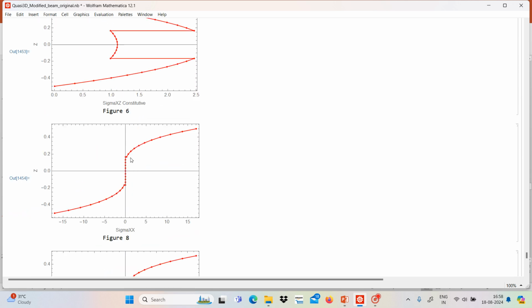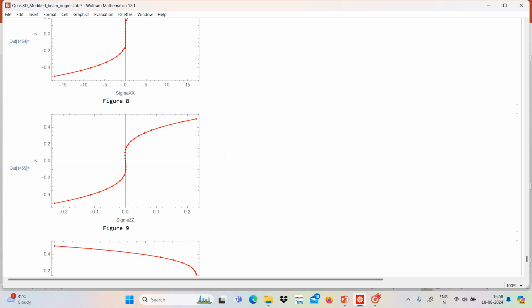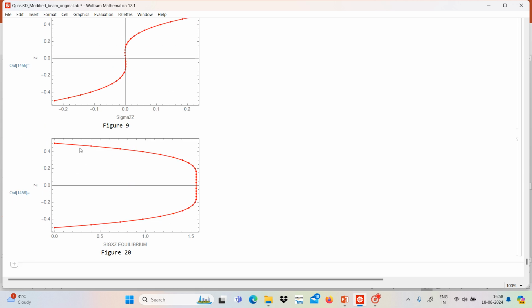And this is sigma xx, sigma zz, and we are getting this sigma xz from the equilibrium equations, which is continuous throughout the interfaces. Okay, through the thickness, at the interfaces also it is continuous, as we have found by integrating the equilibrium equations. So we will stop here, and inshallah in the next class we will cover the zigzag theory for the beam.